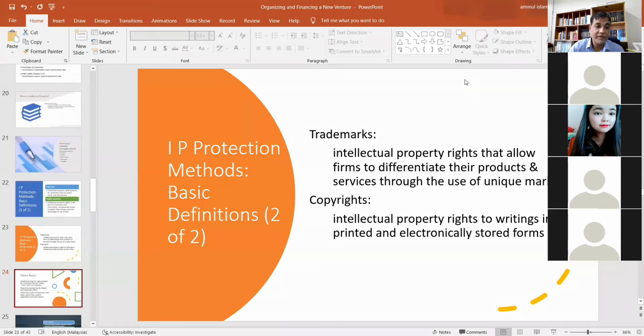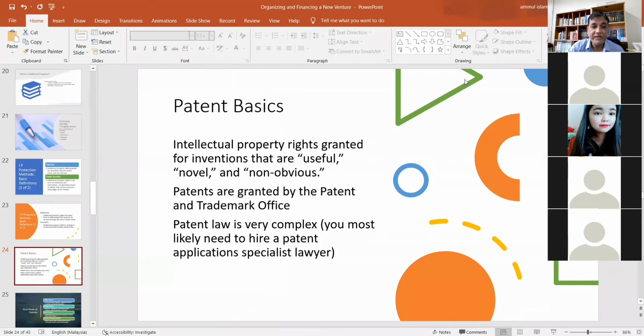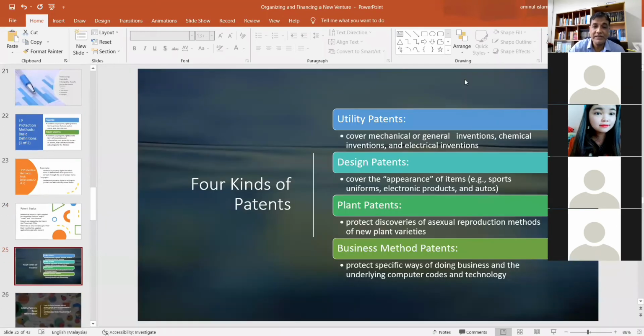Okay. Now, this one I have already talked about, so I don't think I want to talk about it. These are the 4 kinds of patenting that you can look at when you have inventions. It could be utility patents that cover mechanical or general inventions, chemical inventions, or electronic inventions. You may go for even design patents that cover the appearance of an item, like sports uniforms, electronic products, or automatic products, all that.